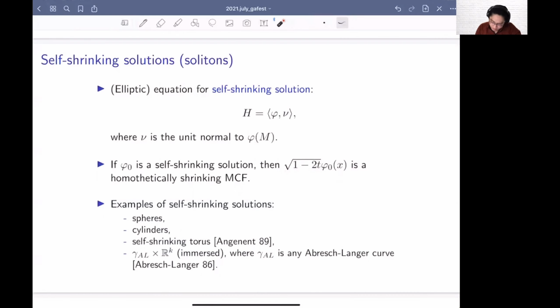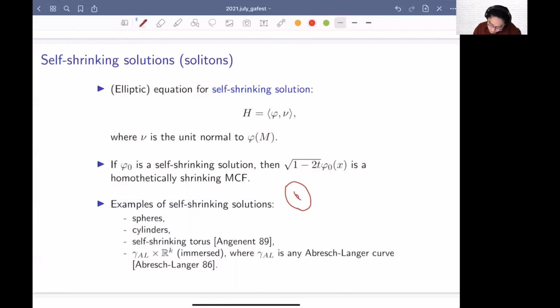And what are some of the examples? Well, we've already seen spheres and cylinders, and then there's also something called the self-shrinking torus. I'll just quickly motivate it. Now, let's just consider S1 cross S1. Suppose it's a fat torus.